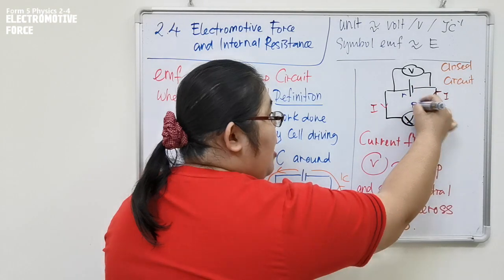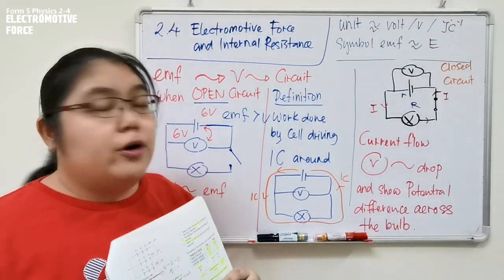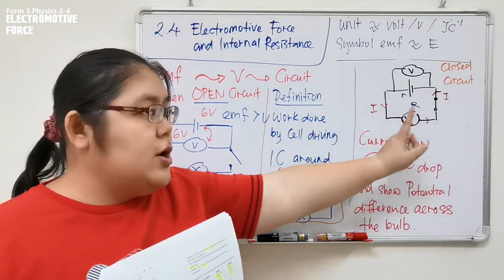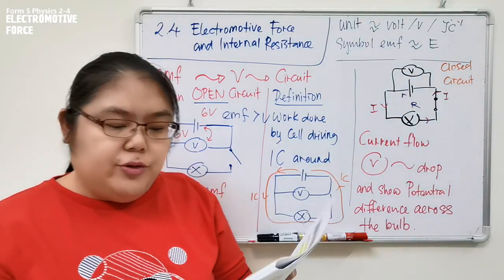This one is a capital R. Now both are in series circuit. So that means now your voltage needs to be shared. So from here, when the current passes through, your voltage will be dropped. Okay, now the voltage will drop.